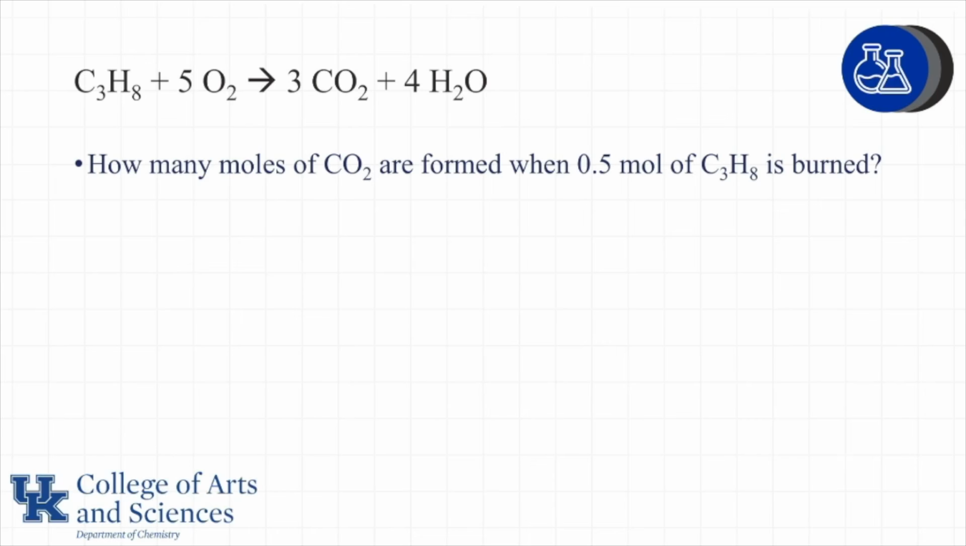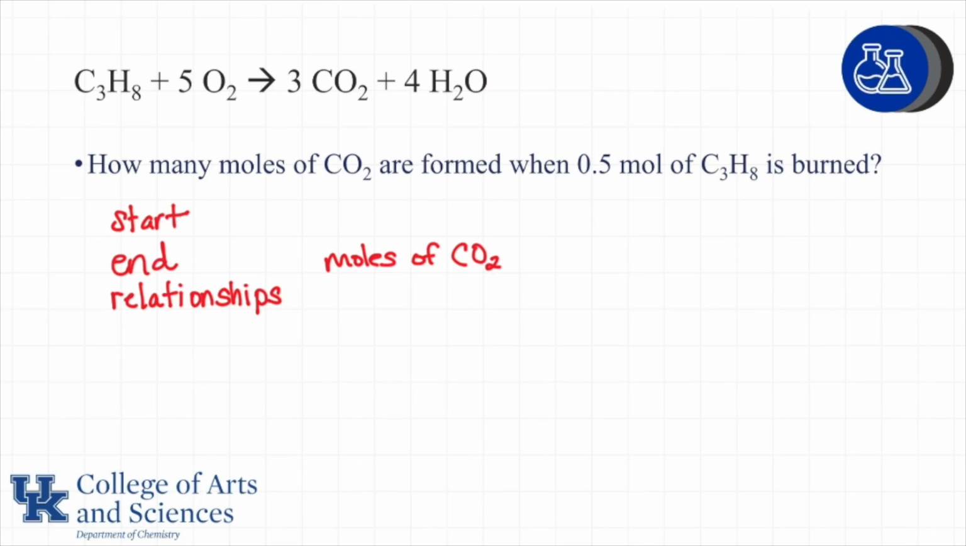Just like with dimensional analysis, we want to figure out what we're starting with, what we're trying to find or the end, and what relationships we might know that are going to help us get from the start to the end. Let's read through the problem again and find out where we're starting and ending. How many moles of CO2 are formed? That gives us our end. We're trying to find moles of CO2 when 0.5 moles of C3H8 is burned. And that's our starting point.